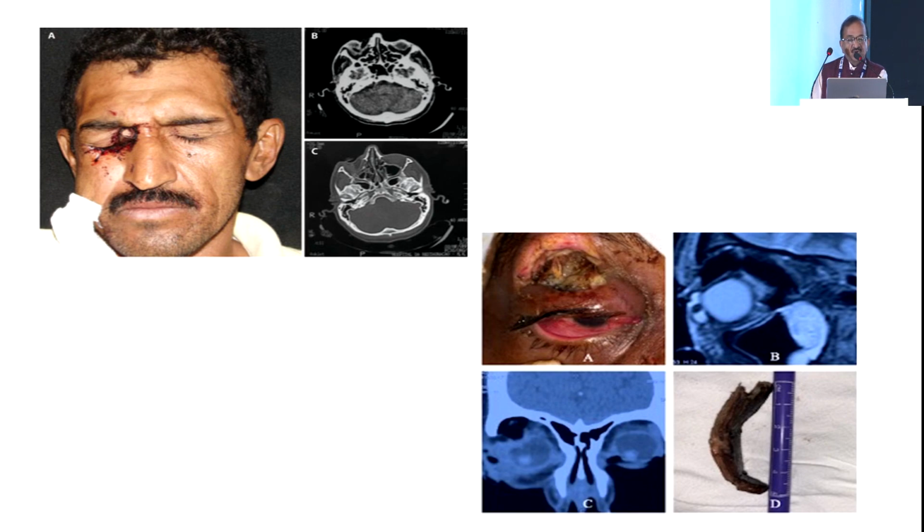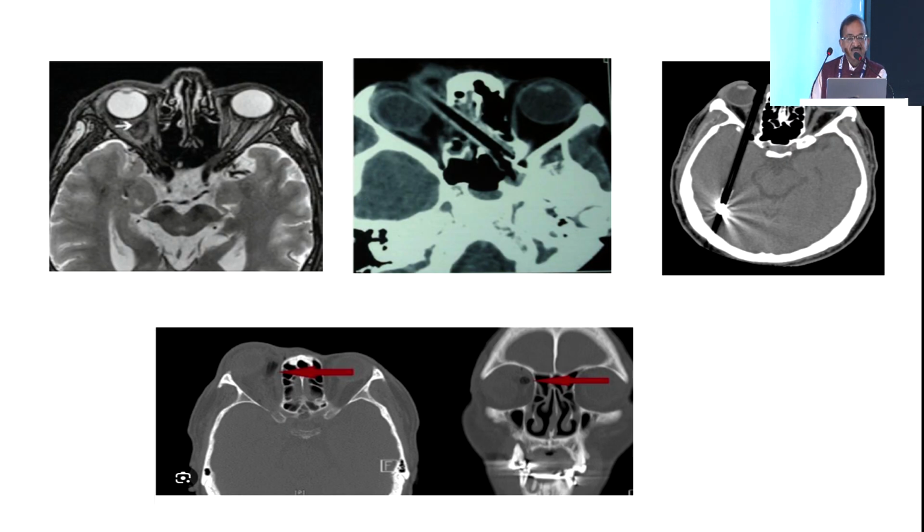These are extra-global foreign bodies, but I just wanted to highlight that many times the external wound may be very subtle. It might just be a small scar or a small hemorrhage and may not be grotesque as in these patients. So we have to be very alive to the possibility of an adnexal foreign body, and depending on the case, we may have to choose either a CT scan or an MRI.